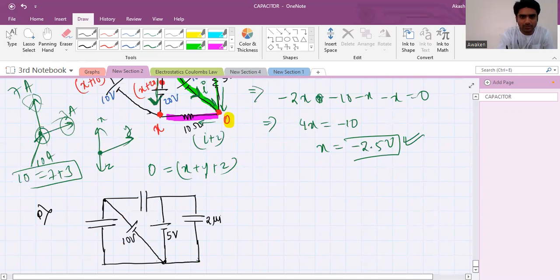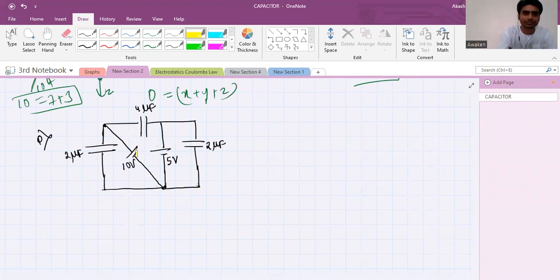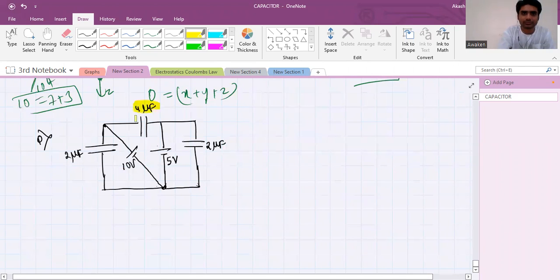So say this is 2 microfarad, 4 microfarad, 2 microfarad. You have to tell the final charge distributions in these capacitors. Can you try? Yeah, we'll try. You have 1 minute. You can write the potentials and you'll get everything.